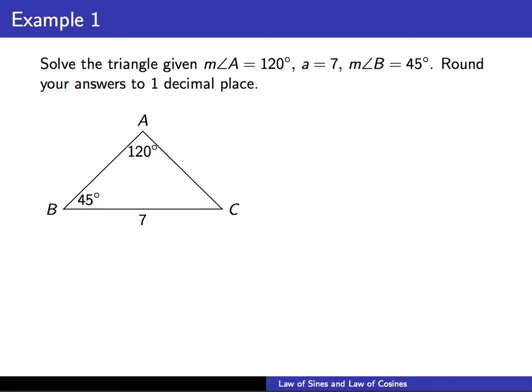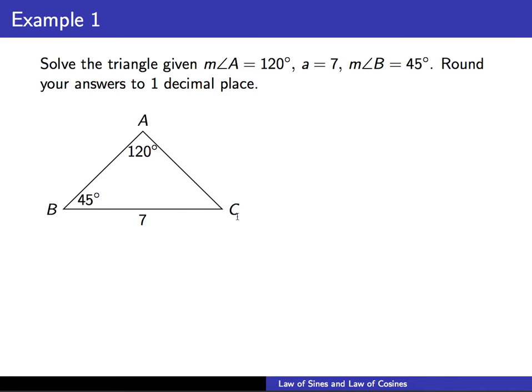All right, in this video, we're going to take a look at some examples of solving triangles using the law of sines. So, in our last video, we saw what the law of sines is, and also where it comes from. So, example one, we're going to solve the triangle below, given that the measure of angle A is 120 degrees, the length of side A is 7, and the measure of angle B is 45 degrees.